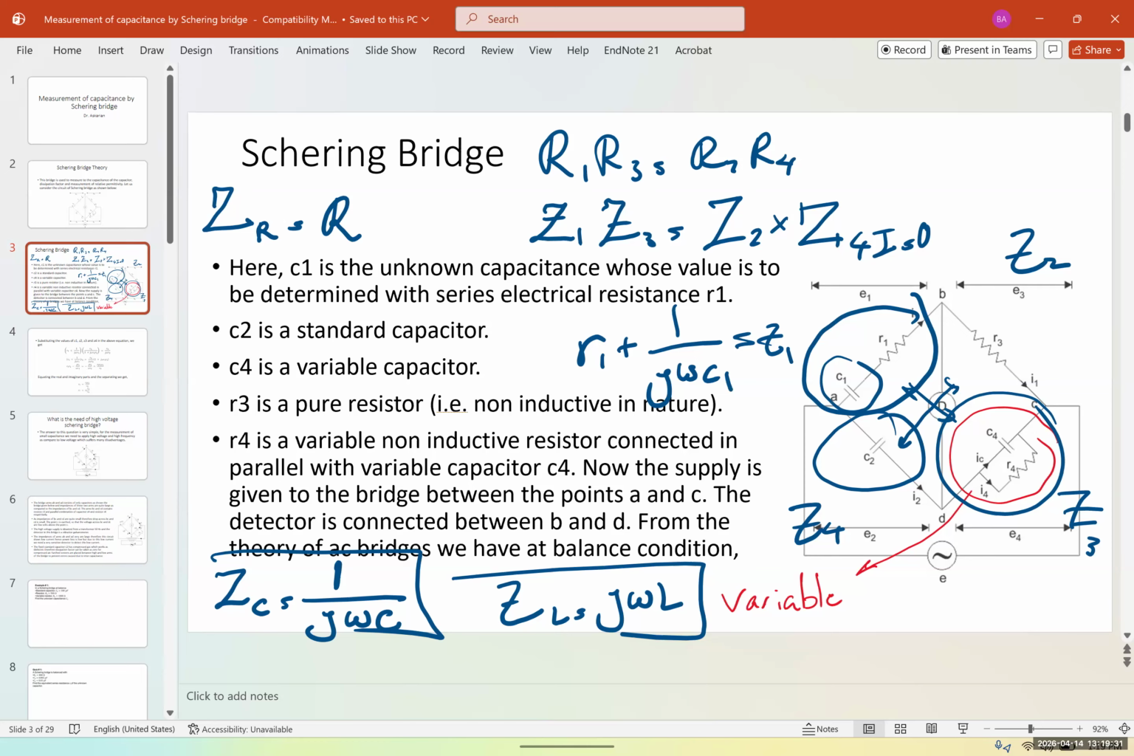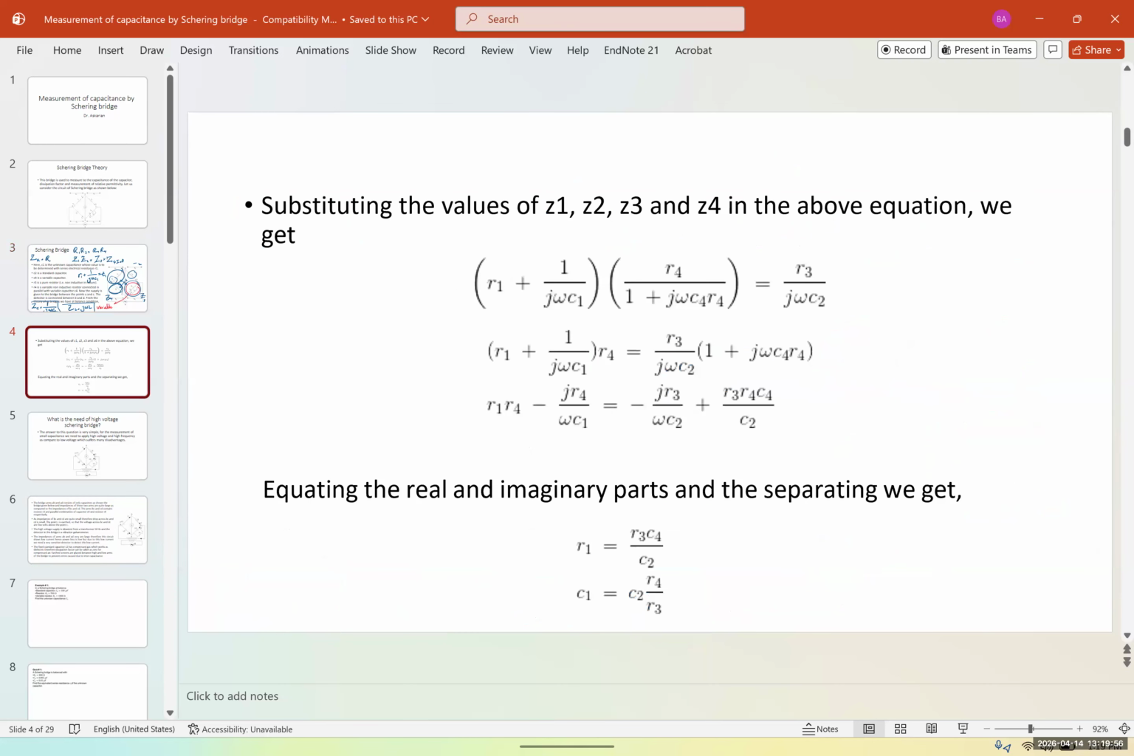And what is Z3? If, for example, this one is Z3, it's going to be R3. And what about Z2? It's going to be 1 over j omega C2. And Z4 is going to be 1 over j omega C4 in parallel with R4. So it's going to be R4 times 1 over j omega C4, over R4 plus 1 over j omega C4. So again, substituting the values of Z1, Z2, Z3, and Z4 in the above equation, Z1 is going to be R1 plus 1 over j omega C1.